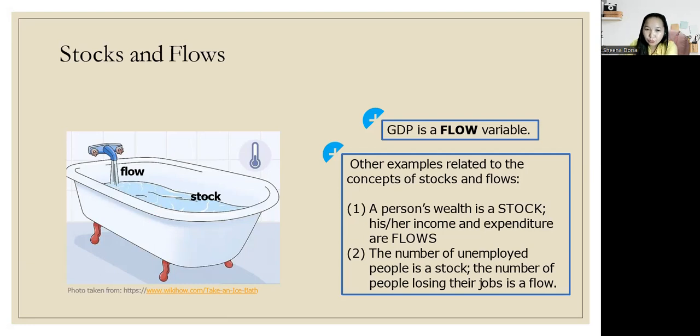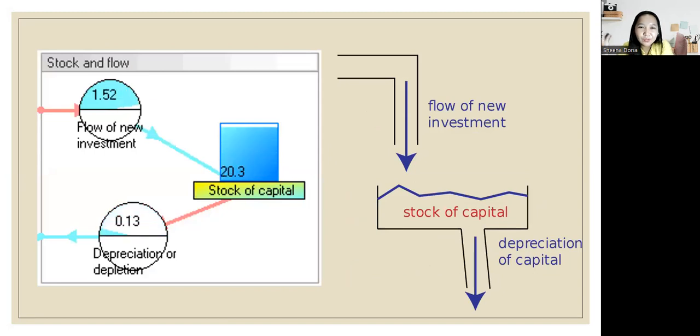Okay. So, sabi ko nga, yung stock is yung accumulated, yung flow is yung pumapasok doon sa stock, but it doesn't mean na hindi siya nababawasan. Okay? So for example, yung stock of capital. So every time na mayroong new investment is a flow.